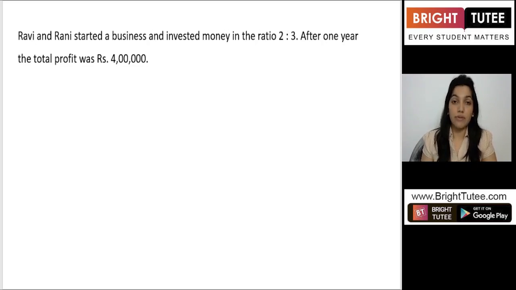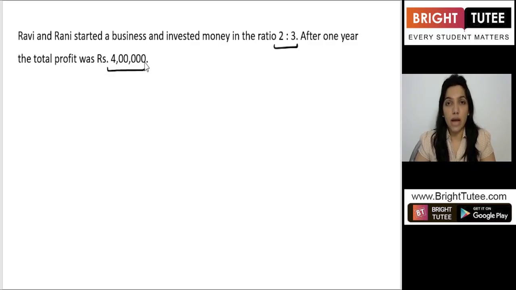So it says Ravi and Rani started a business and invested money in the ratio of 2:3. After 1 year, the total profit was 4 lakh rupees. Now they thought, let us divide this profit amongst each other. So Ravi said, let us divide the money into half. He was a clever boy. He said let us divide the profit into half and half.